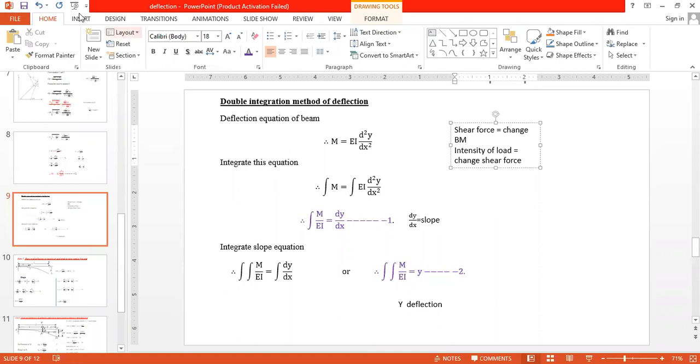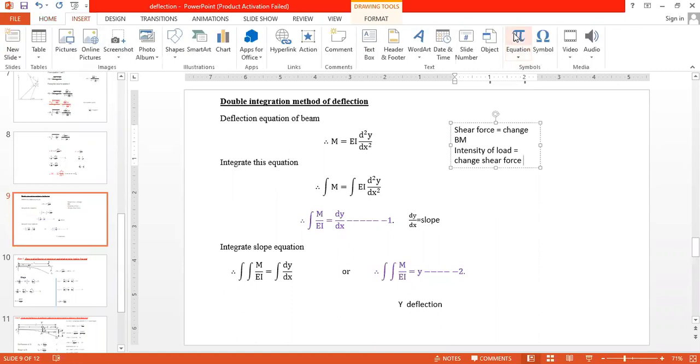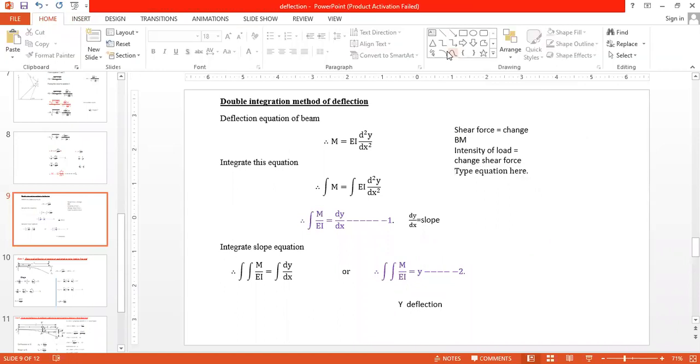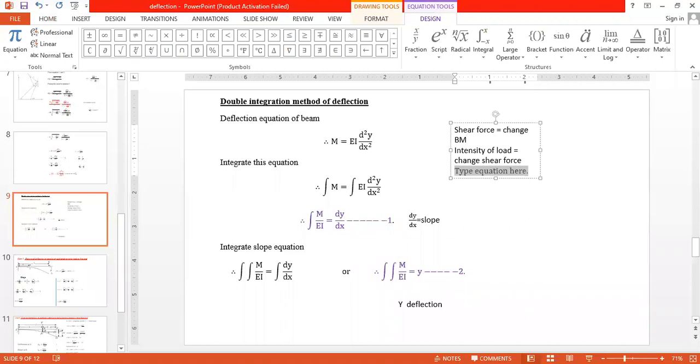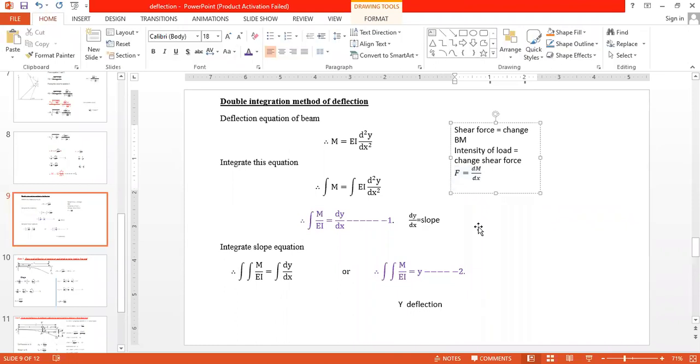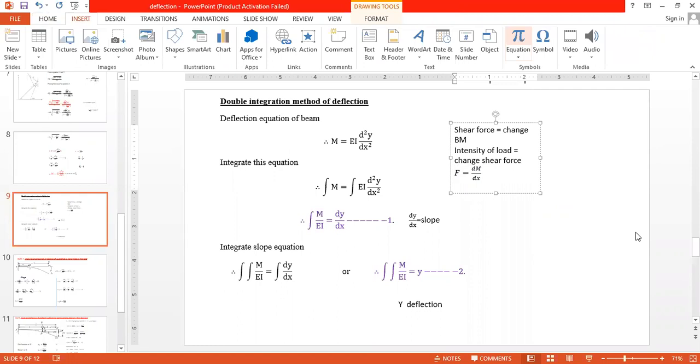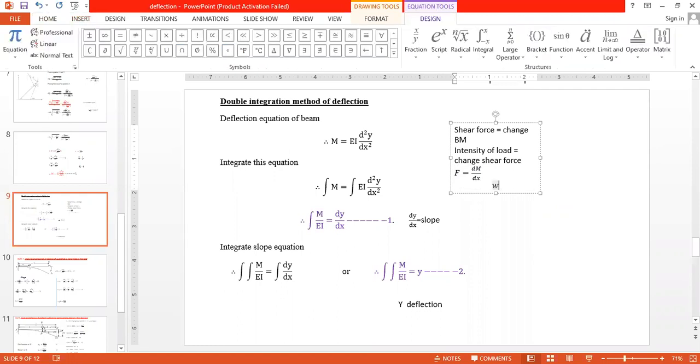If I write the equation here, F is equal to dM by dx. And from the second term, the intensity of the load, W is equal to dF by dx. Actually it is not part of this unit, but you have to remember it.